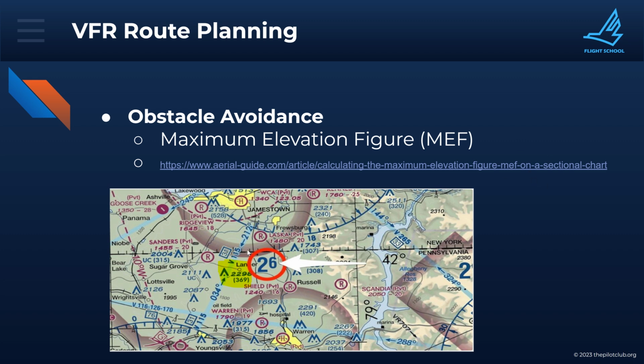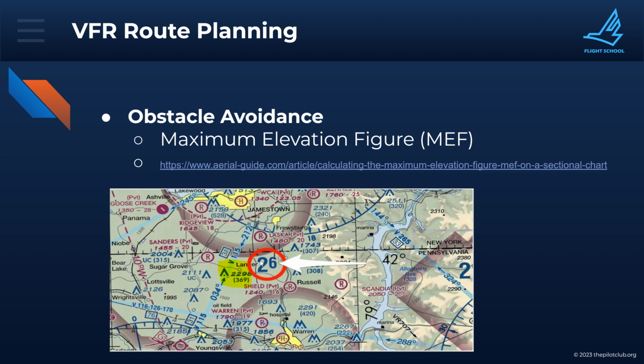So on the sectional chart, what they give you, which is really nice, is on the VFR sectional, where the latitude and longitude lines intersect and kind of make a rectangle, like boxes or rectangles, there's going to be a maximum elevation figure, MEF. And that's going to be here in this large blue number and smaller number.